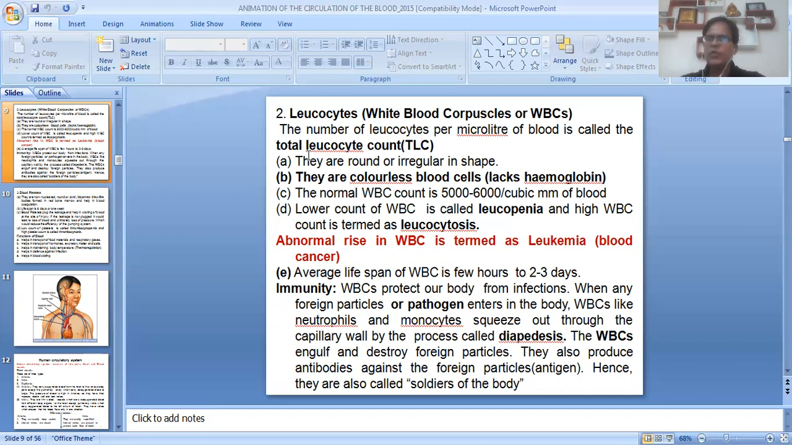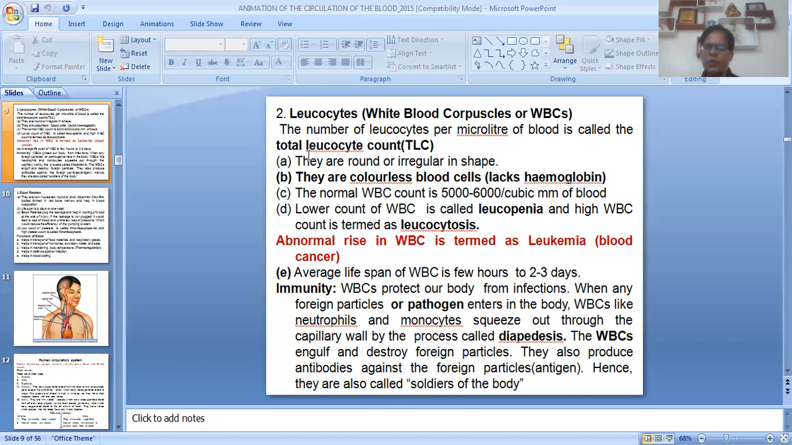Now starts immunity. WBC protect our body from infection. As I told you, RBC carries materials, and RBC carries oxygen also. But WBC, white blood corpuscles, protect our body from infection. When any foreign particle or pathogen enters the body, WBC like neutrophils and monocytes are squeezed out through the capillary wall by the process called diapedesis. The WBC engulf and destroy foreign particles.